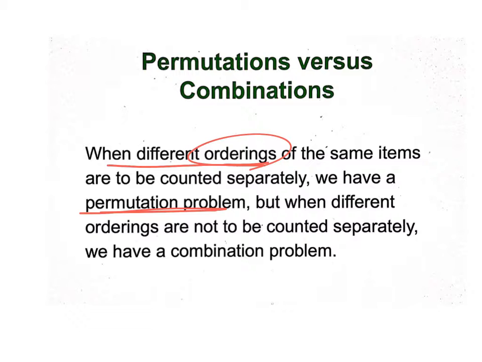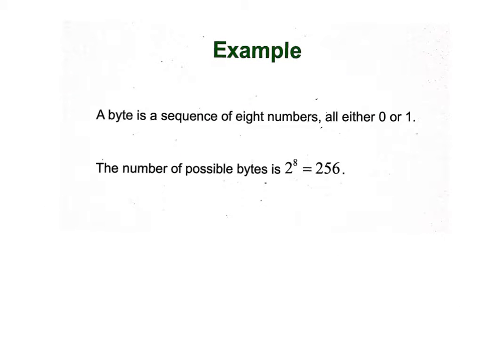Orderings. But when different orderings are not to be counted separately, we have a combination problem. So permutation is all about order, all about arrangements. Order matters. Combinations are not about order. Order does not matter. An example. I'm going to show you 3 examples here, 4 to finish up this video, and 1 of each thing.